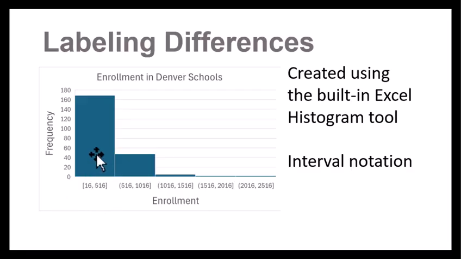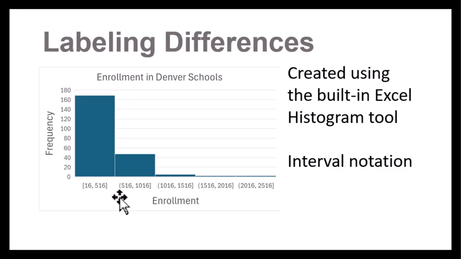I did specify to use 5 classes here, so we'll see along the enrollment axis or the horizontal axis there are 5 intervals across, but the numbers that it chooses are often a little strange. So the notation here, the first interval has bracket 16 comma 516 bracket. That means numbers from 16 to 516. This is interval notation. And the brackets mean that we are including 16 and including 516.